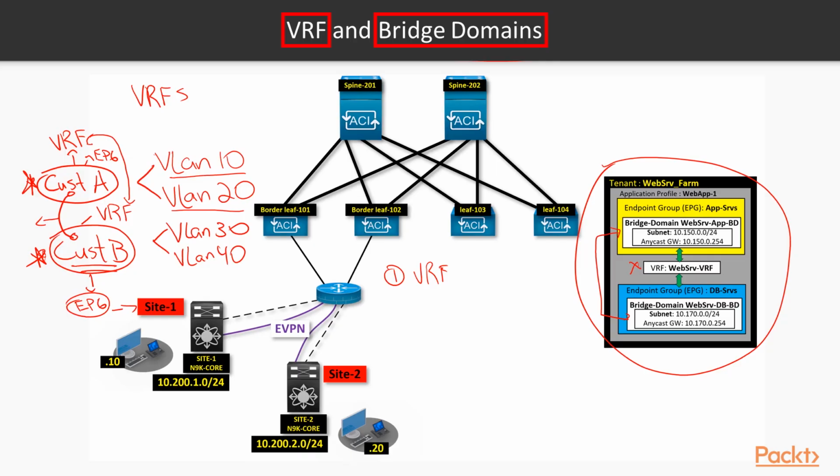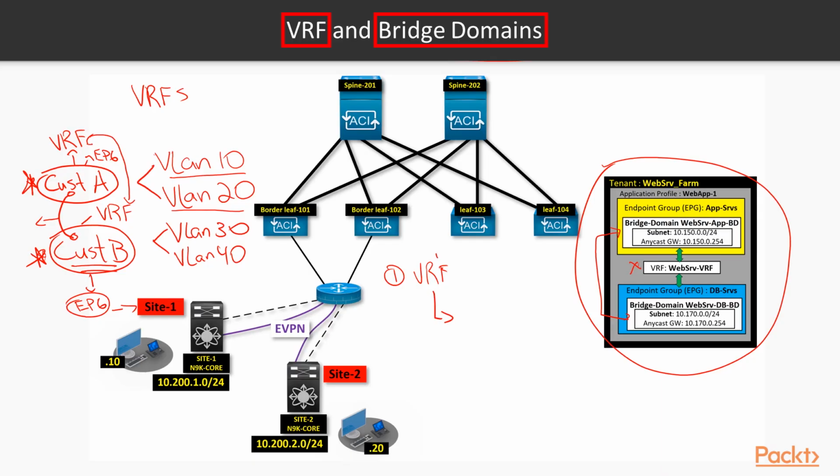What is the purpose of a VRF? It allows bridge domains to route. So it allows communication between bridge domains, between tenants, or between layer 3 outs, in this case, external routed domains. Okay, so we have a VRF.